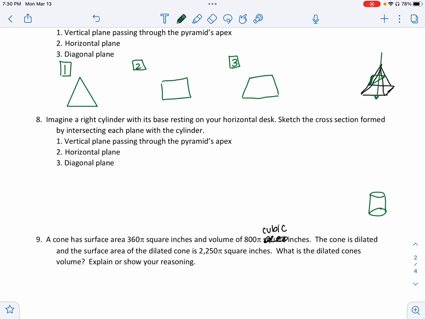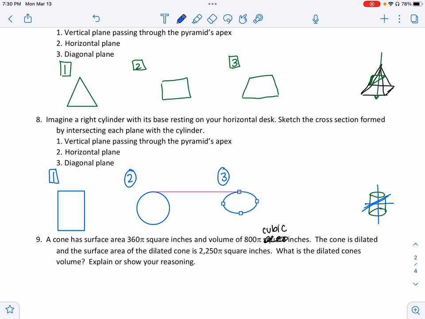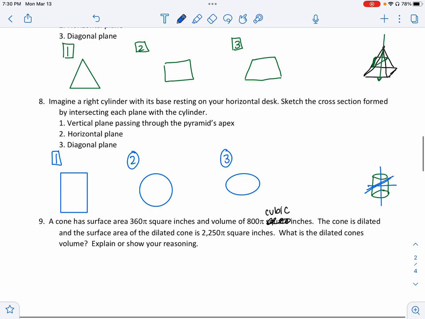A right cylinder, as we cut it vertically, is going to create a rectangle. Horizontally, that will be a circle. And diagonally, we'll create an oval.